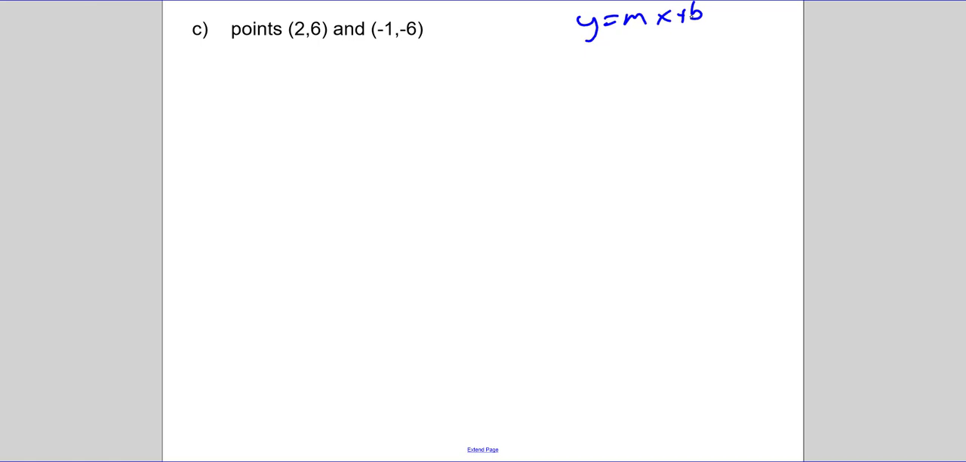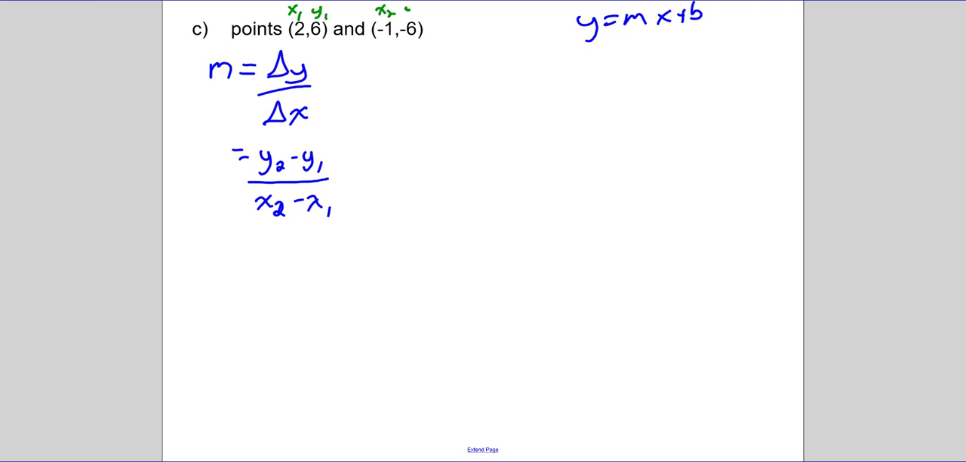And the answer to that is yes. We have a slope formula that we learned last cycle. We know m is delta y over delta x, or another way of saying that is y2 minus y1 over x2 minus x1. If you recall, it doesn't matter what you call point 1 and what you call point 2. I'll call 2, 6 point 1 because it comes first. So that would mean this is x1 and this is y1. This would be x2 and this would be y2.